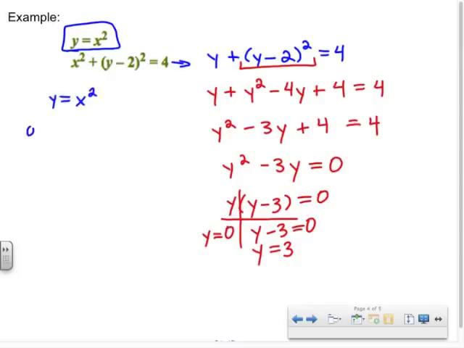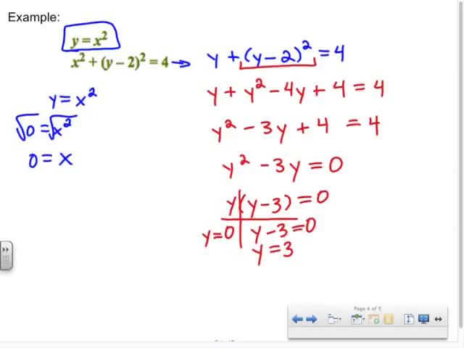To solve 0 equals x squared, I take the square root of both sides, so I'm using the square root property, right? And if I take the square root of both sides, technically my answer is positive or negative 0, but since 0 has no sign, the x value that goes with that y value is 0. So one of my points of intersection is going to be 0, 0, the origin.